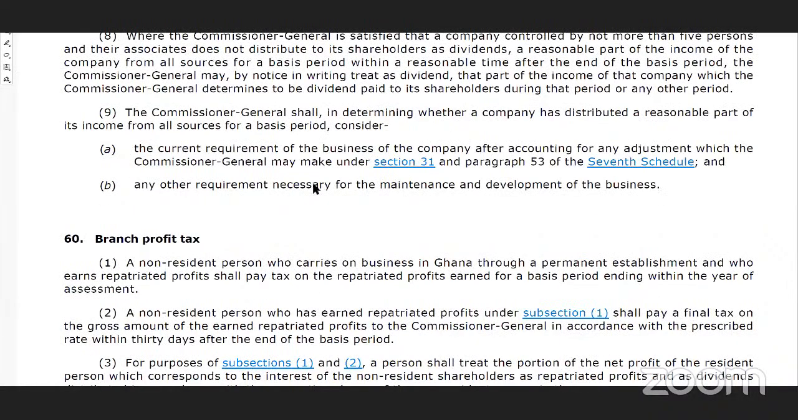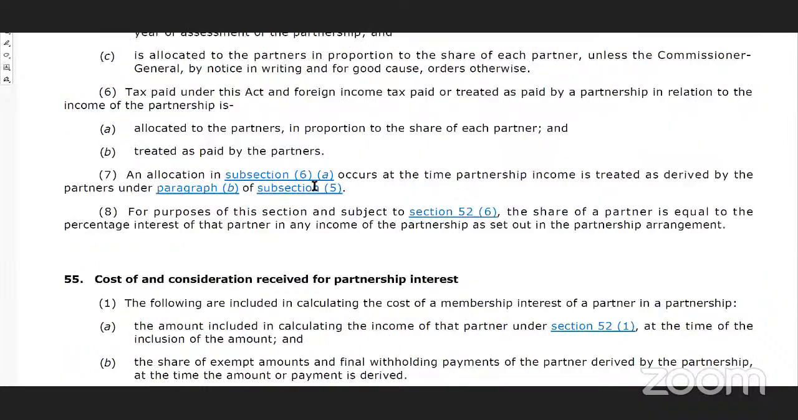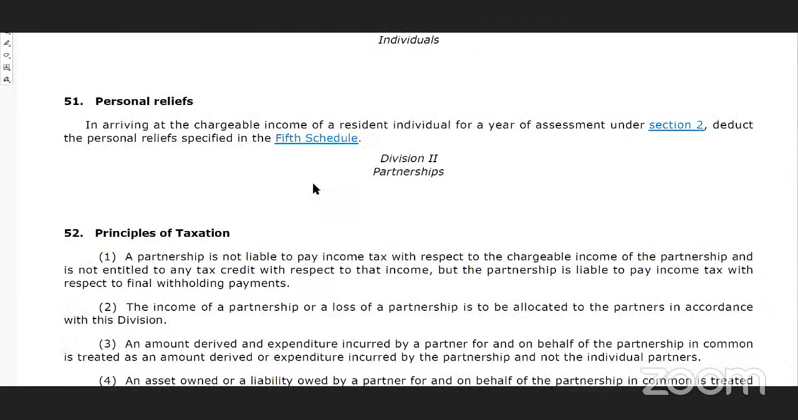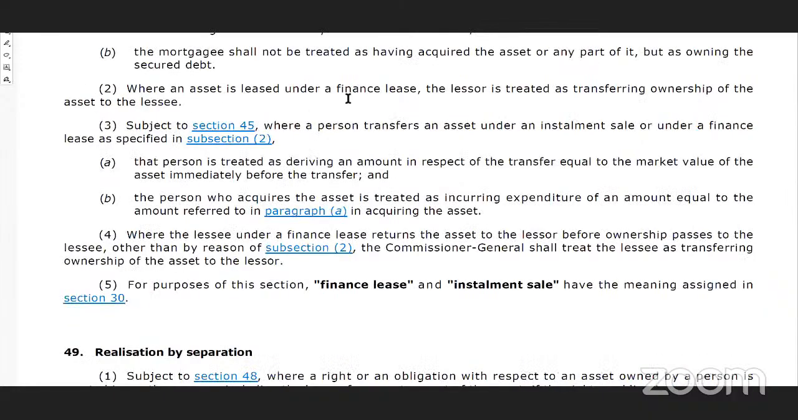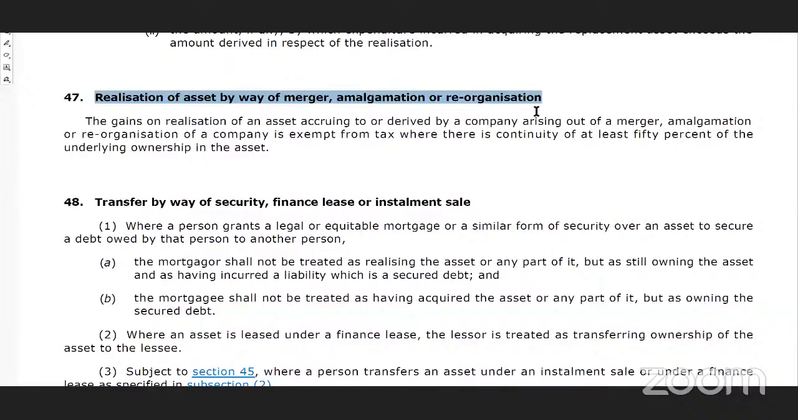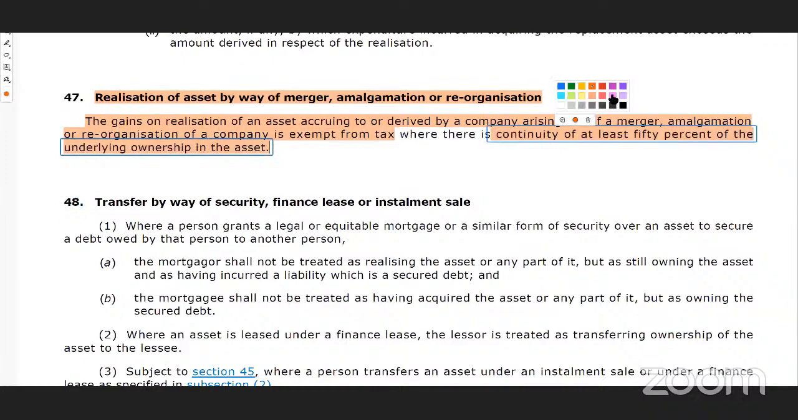All right. So we go to section 47. Let's go and look at section 47 of the Income Tax Act. Look at this. It says, realization of asset by way of merger, amalgamation, or reorganization. Now, the gains on realization of an asset accruing to or derived by a company arising out of a merger, amalgamation, or reorganization of a company is exempt from tax, right? Where you meet the participation, where there's continuity of at least 50% of underlying ownership.